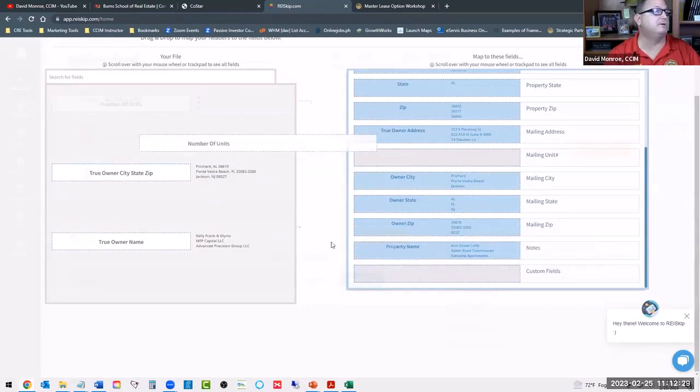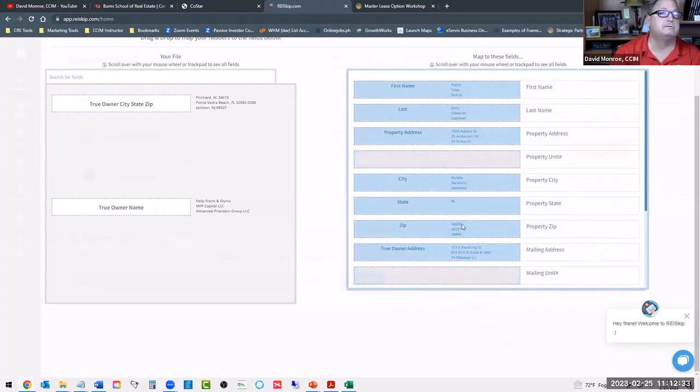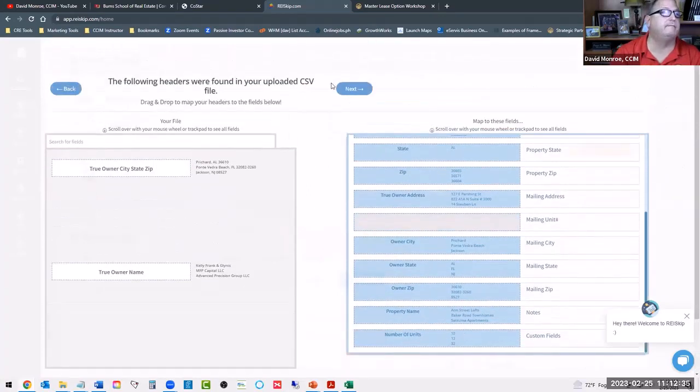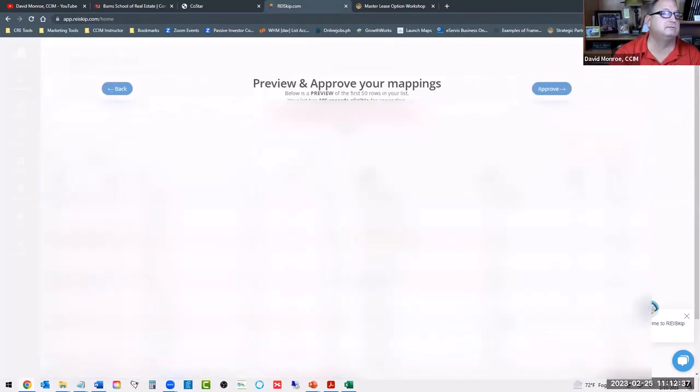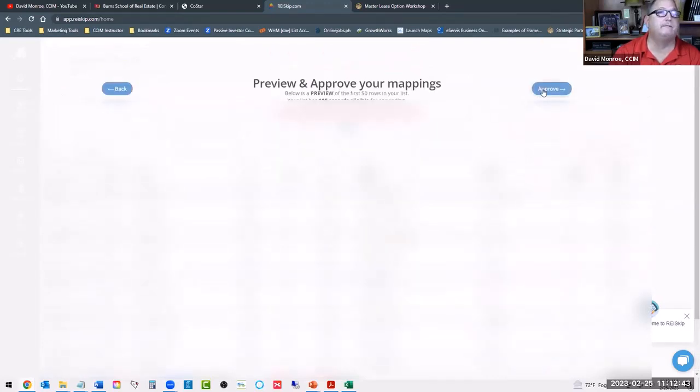And for custom field, I put in number of units. Okay. So then once I've done all that, I hit next. It validates it. Here's all the information it found. Okay. And then I approve it.